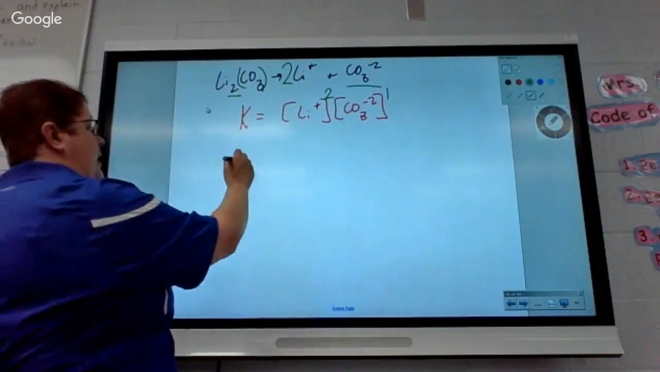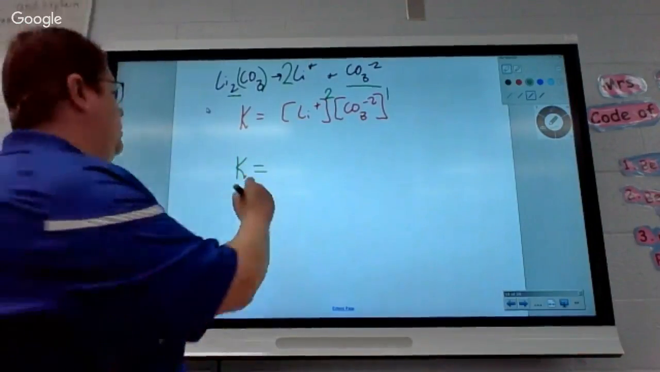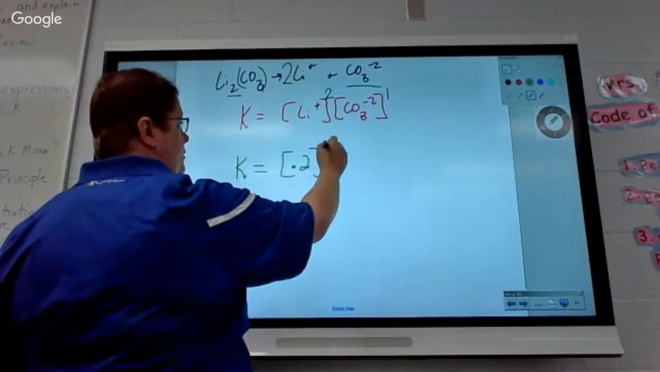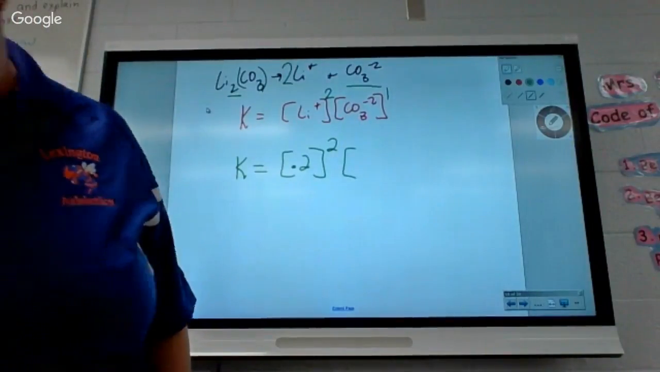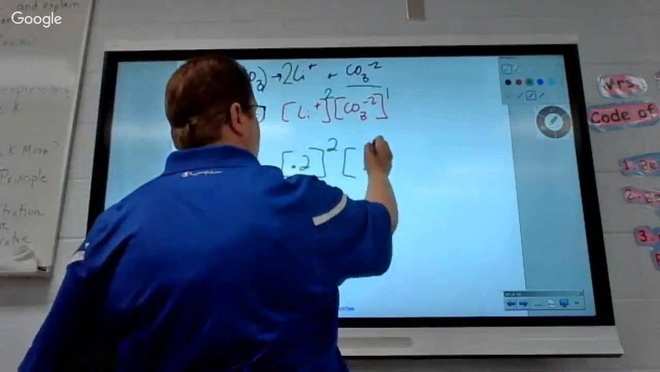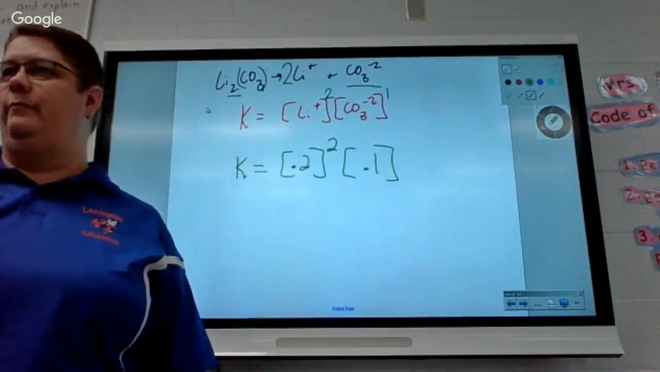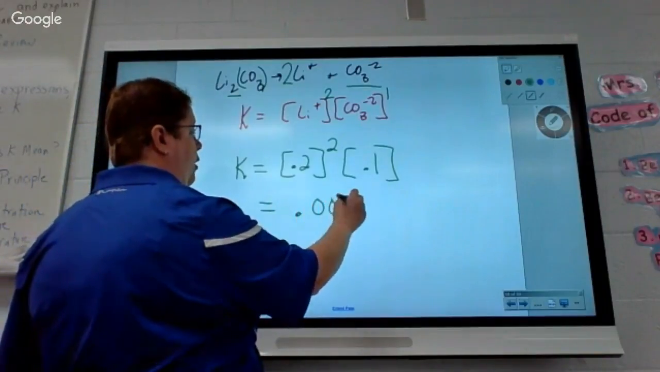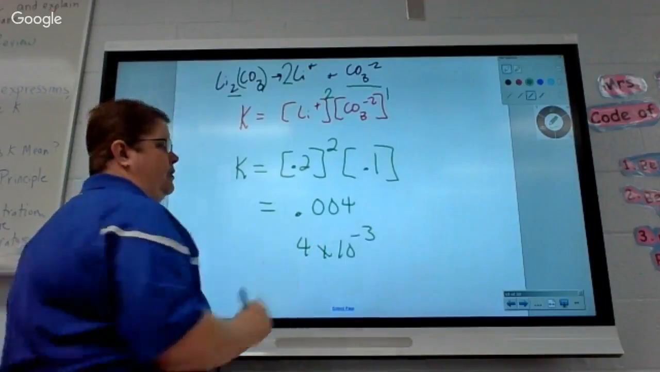Okay? So K equals, my Li is 0.2, and of course, I need to square it. And then my CO3 had what number? 0.1. And that'll just be raised to the first, so I don't have to add an exponent. Then calculate, and you can either just write it as 0.004, or you can write 4 times 10 to the negative 3rd. Either answer is fine.